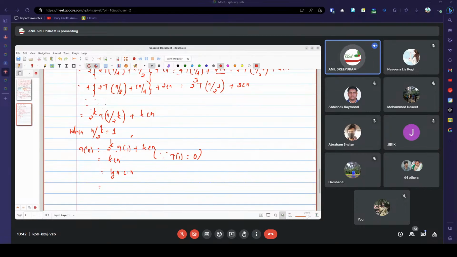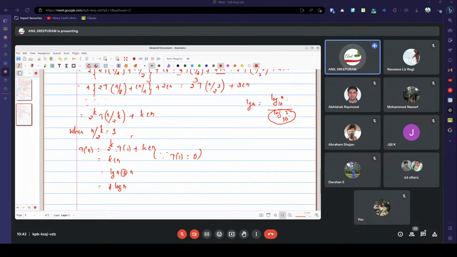Now this log n can be converted into any logarithm, as I already told. I can convert it into logarithm of n to the base 10 divided by logarithm of 2 to the base 10. This is actually a constant number, and 1 by that is again another constant number. So I can replace it by some other constant into logarithm of n. One constant into another constant is still another constant, so it is of the form d into log n.